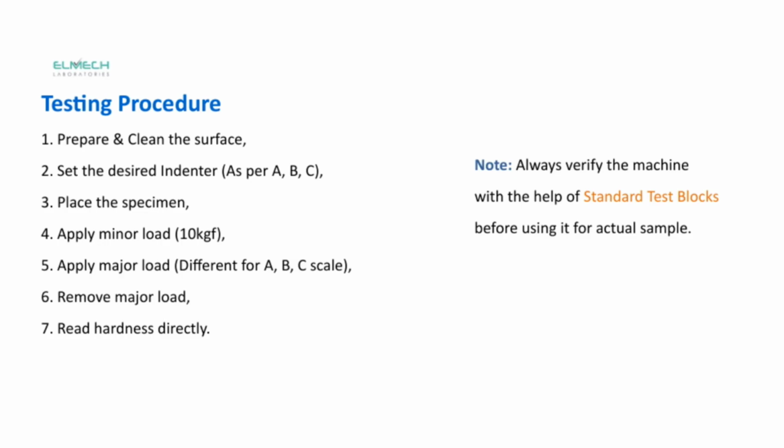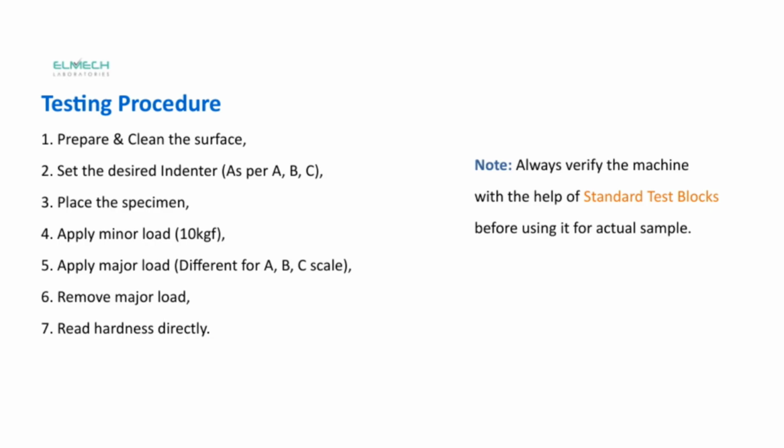Now, let's go through the testing procedure step by step. First, we prepare and clean the surface of the specimen to remove any dirt or debris that could affect the measurement. Next, we set the desired indenter according to the specific scale we're using, whether it's A, B, or C, since each has its own requirements. After that, we carefully place the specimen onto the testing platform, making sure it's properly aligned. Then, we apply a minor load, typically around 10 kilogram force, to seat the indenter and stabilize the setup.